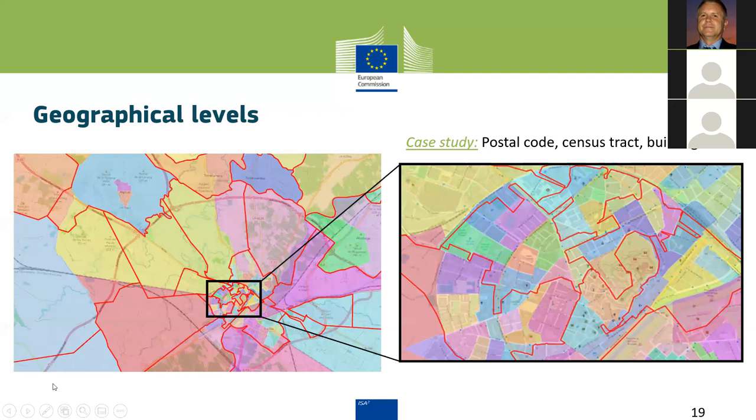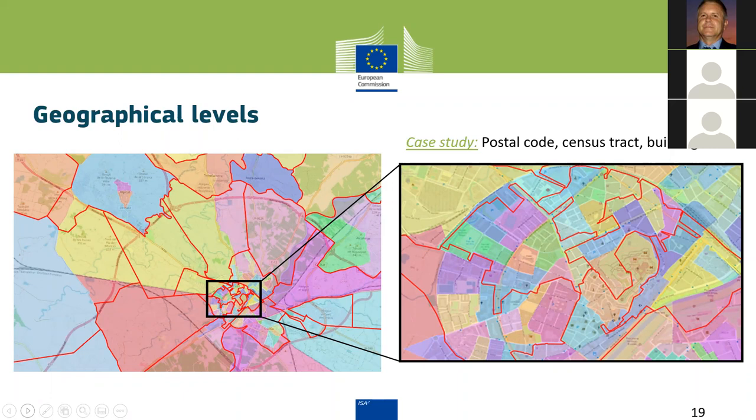So this information that I was talking about is represented at different levels, and those are the levels that we will deal with in this methodology. Basically they are the postal code level, the census tract level, and the building level. I put these two plots here because I think it's important to understand the different approaches in rural areas and in urban areas.